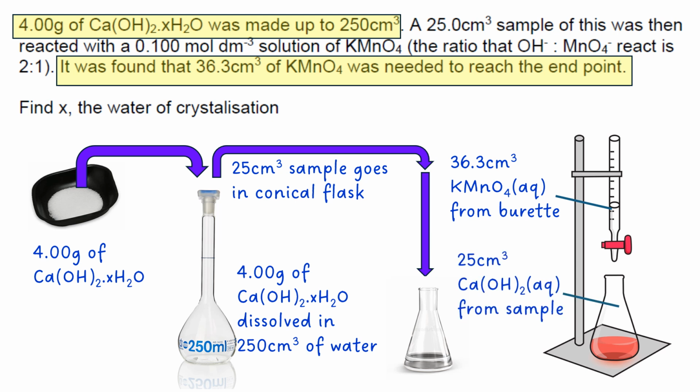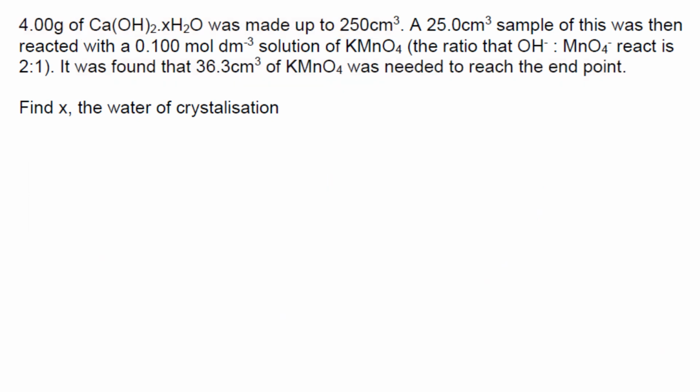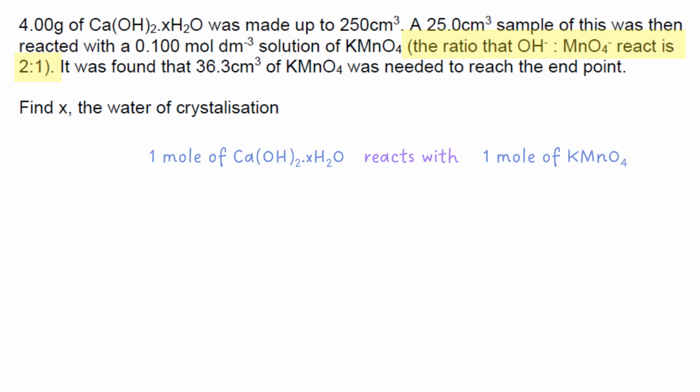Okay, so once we've visualized what's going on, we can then assemble our calculation to work out our moles. So what we want is the moles of CaOH2, and it says that the ratio between OH- and MnO4- is 2:1. So that must mean that 1 mole of calcium hydroxide, which has 2 hydroxides in it already, reacts with 1 mole of KMnO4, which has 1 MnO4- in it already.